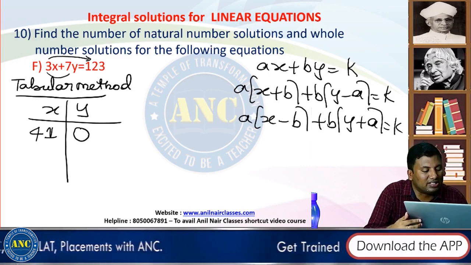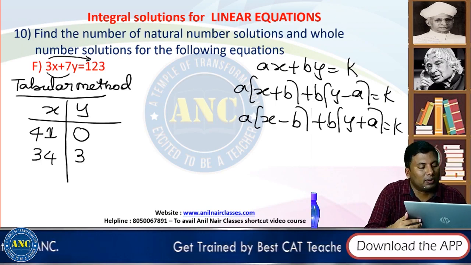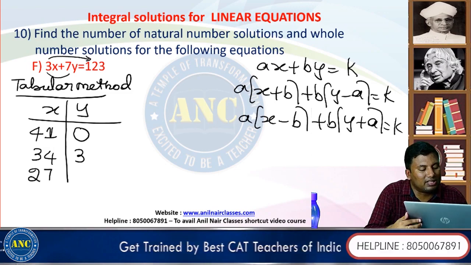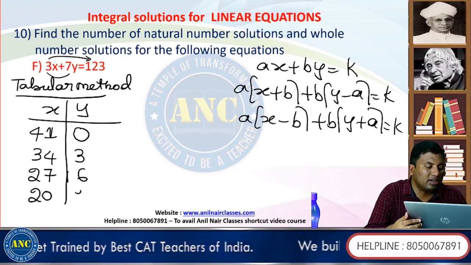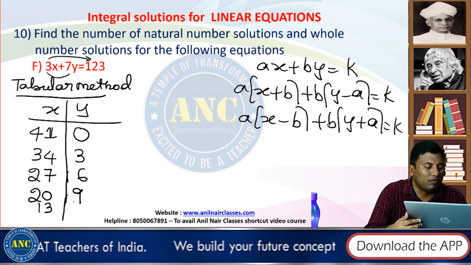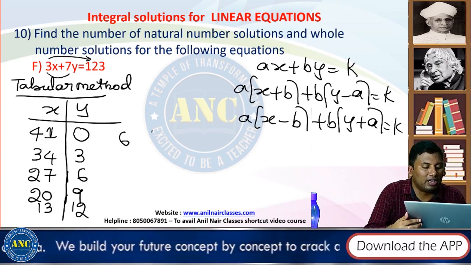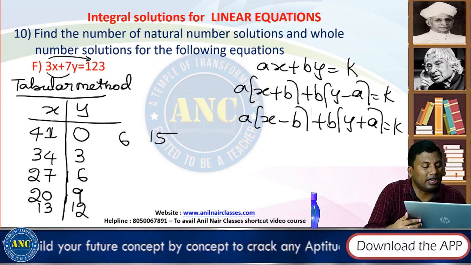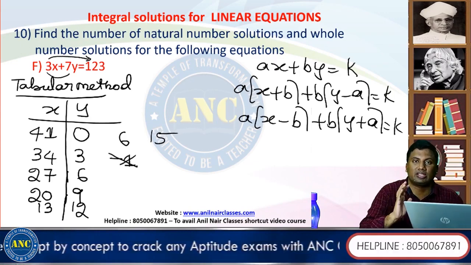41 decreased by 7 gives 34, y increased by 3, 0 plus 3. Again decreased by 7, y increased by 3. Again decreased by 7, y increased by 3. Again decreased by 7, y increased by 3. Again decreased by 7, y increased by 3. I cannot decrease by 7 anymore, minus 1 I will get. So these are the cases.